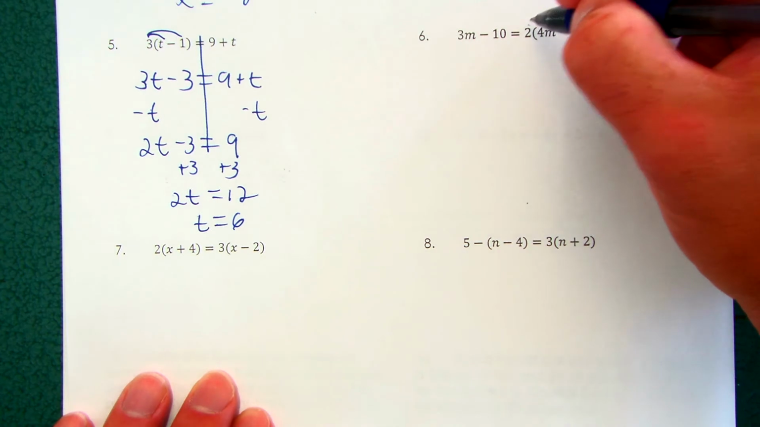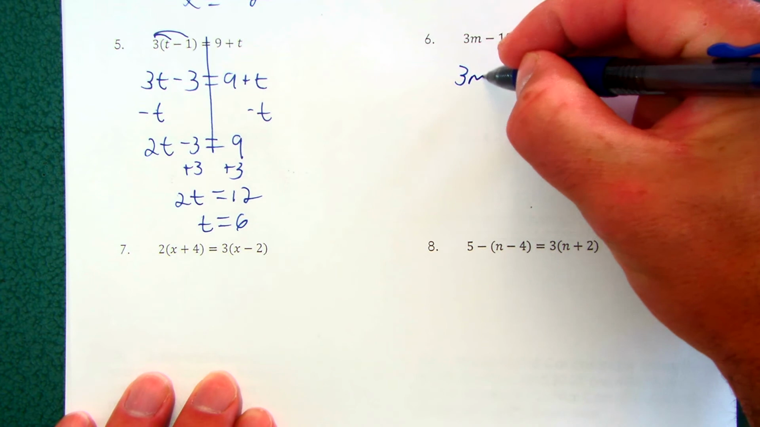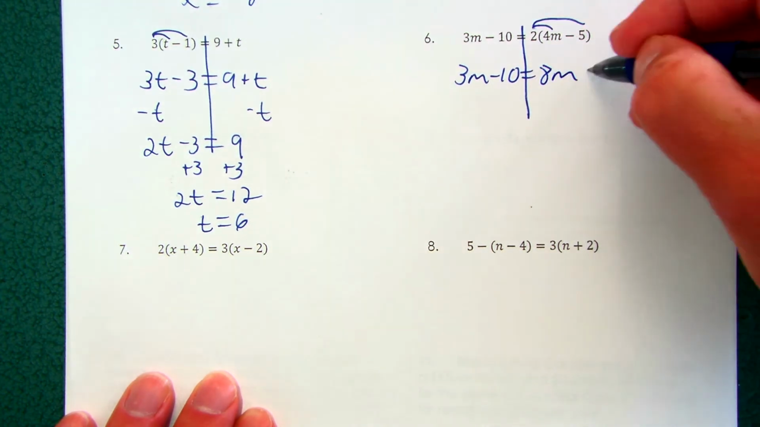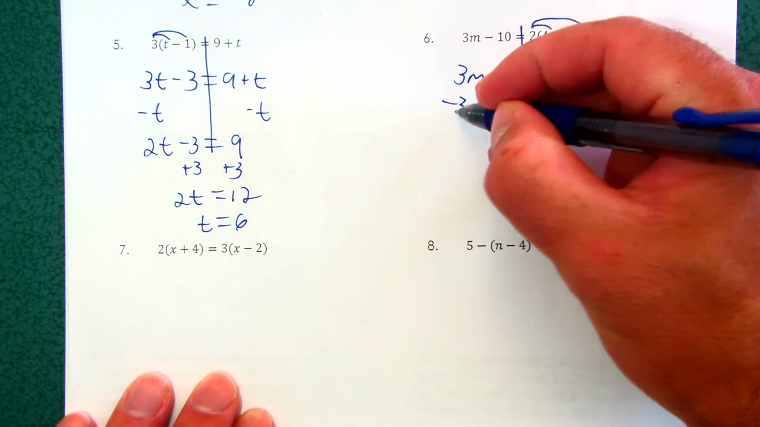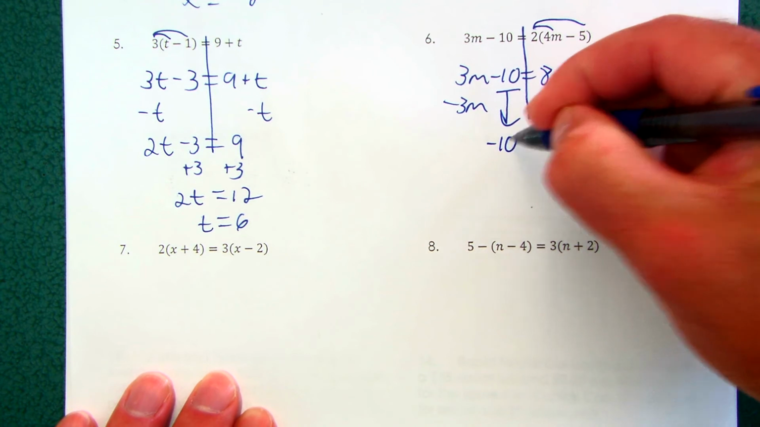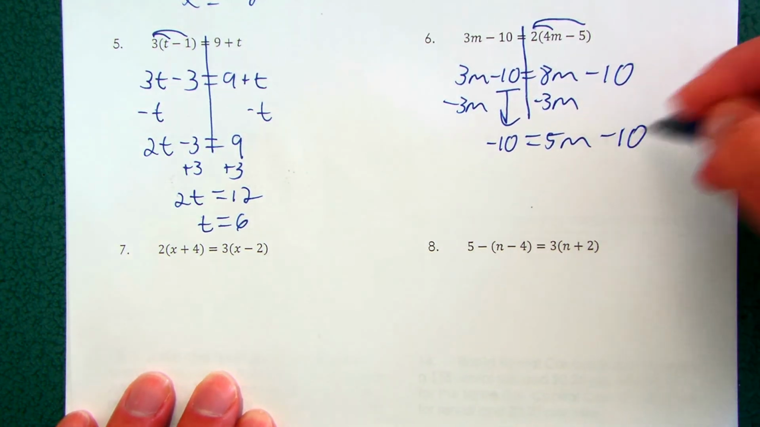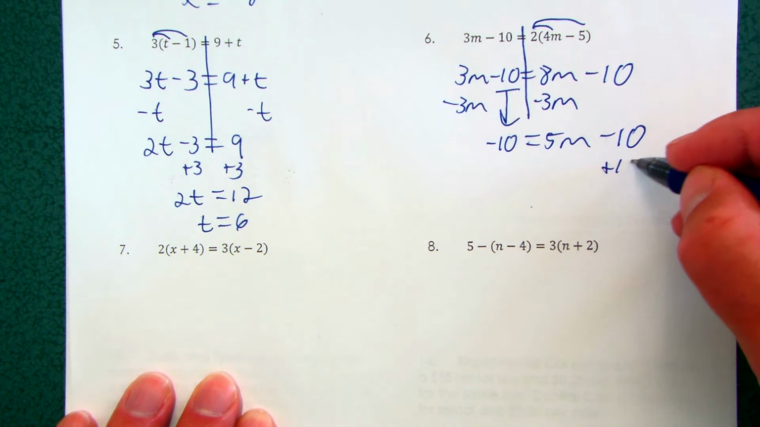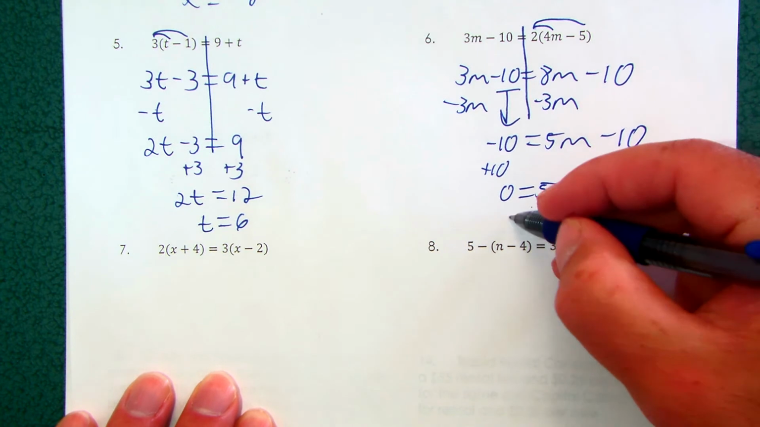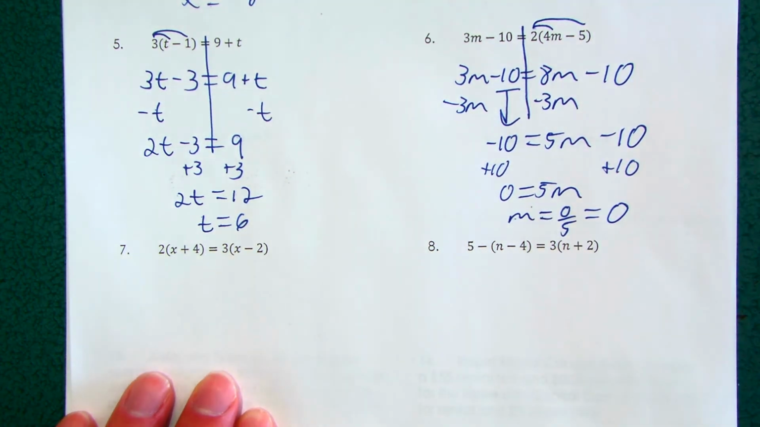Over here again, you've got to distribute the 2. My left side's going to stay the same, not touching anything on the left there. So it's going to be 8m minus 10. Subtract 3m from both sides. Add 10 to both sides. Then you're going to get 0 equals 5m. That's totally fine. m is going to equal 0 divided by 5, which is just 0. So you're good.